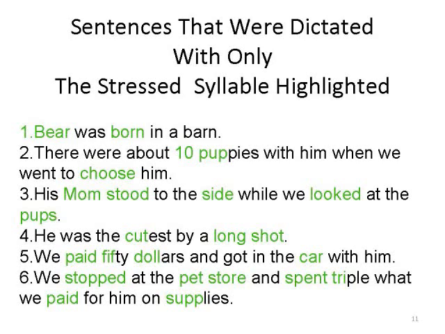Number 1, bear was born in a barn. Number 2, there were about 10 puppies with him when we went to choose him. Number 3, his mom stood to the side while we looked at the pups. Number 4, he was the cutest by a long shot. Number 5, we paid $50 and got in the car with him. Number 6, we stopped at the pet store and spent triple what we paid for him on supplies.